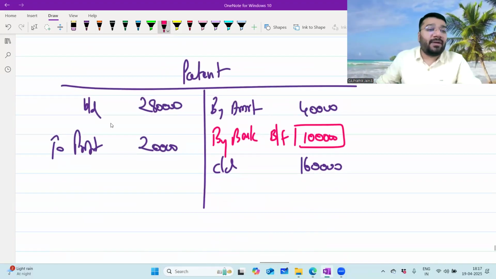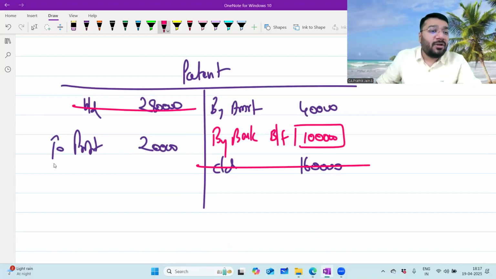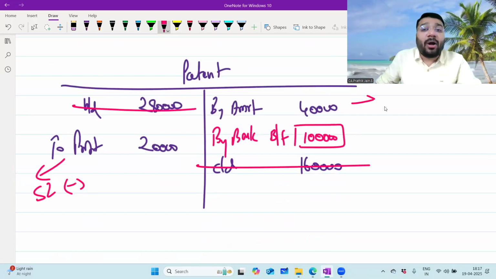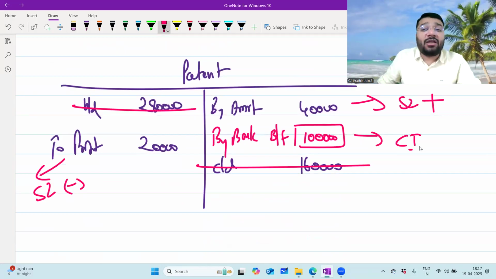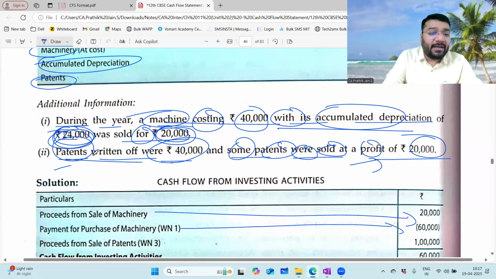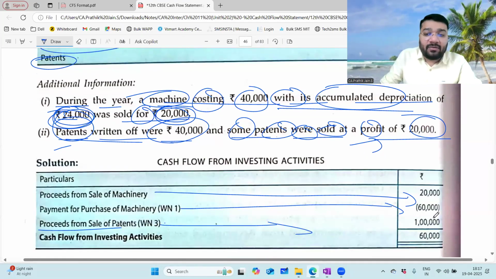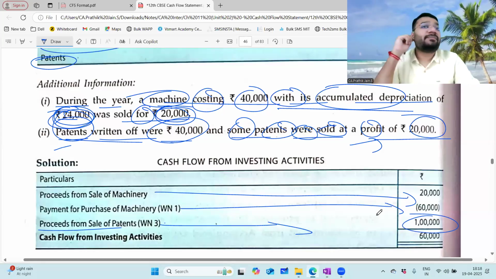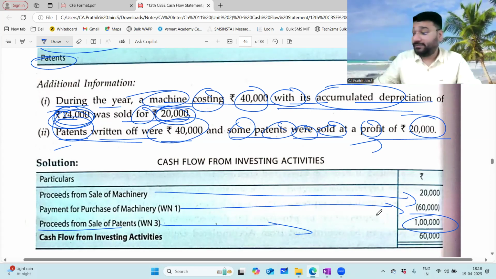Now, which will affect what segment? Opening, closing, nowhere. Profit will affect my segment 2. I need to minus. Amortization in segment 2 I need to add back. By bank, cash inflow, investing activity. So proceeds from sale of patent, 1 lakh rupees. All these are warm-up questions.